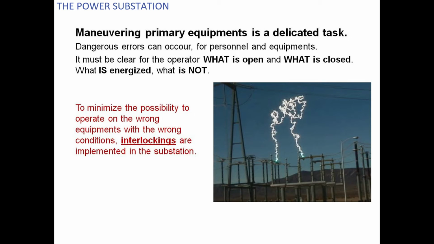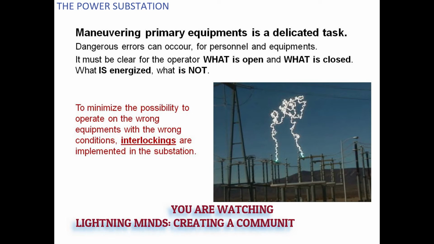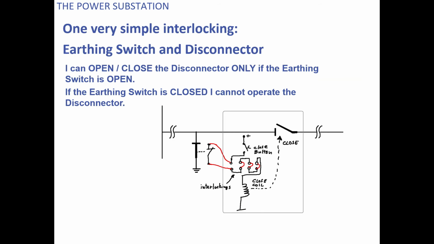Also, which part of the system is energized and which part is not energized. To optimize this possibility to operate on wrong equipment with the wrong conditions, interlockings are implemented in the substation. So the second type of control in a substation is basically the controlling of breakers and isolators, and then the implementation of interlocks. So again, one very simple example.